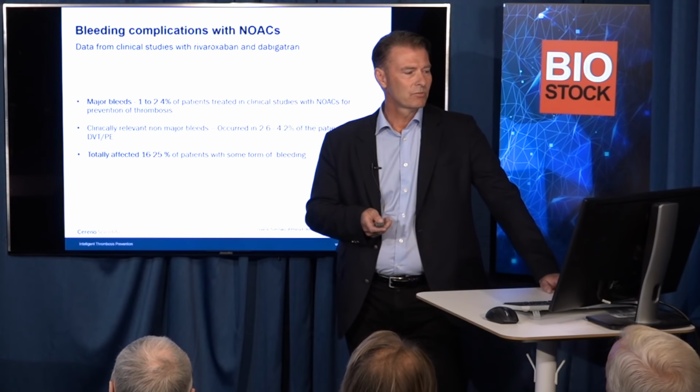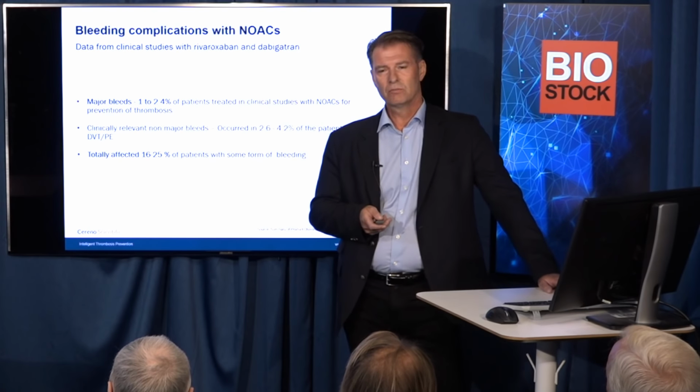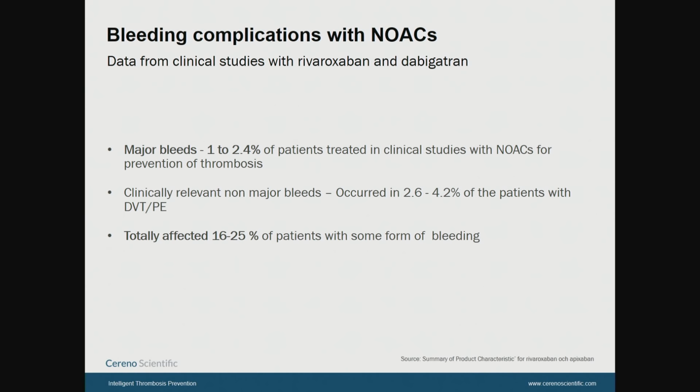How common is this? Well, in clinical material, up to 2.5 to 3% get major bleeds, dangerous bleeds in the stomach or brain, and up to a quarter in clinical materials get any kind of bleed. So every fourth patient. And this is in clinical material where the most risk-prone individuals are not included.